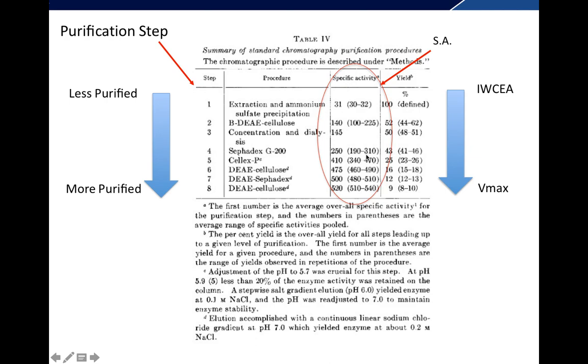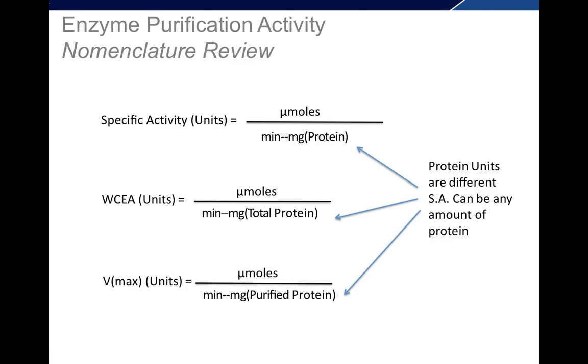And in this course, I tend to equate specific activity, or I will equate specific activity, with the Vmax, which is the activity of the purified protein. But if you read the literature, you may see the term used for any of these values. So specific activity in units is micromoles per minute per milligram of protein. I will use this term to be equivalent to Vmax, which is micromoles per minute per milligram of purified protein. And whole cell enzyme activity is a specific activity when we're talking about total protein.